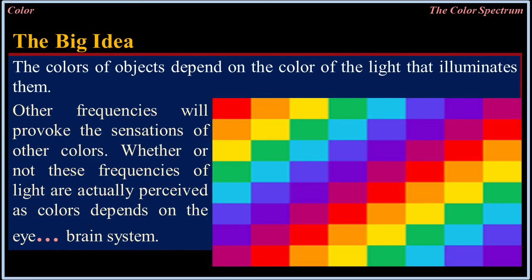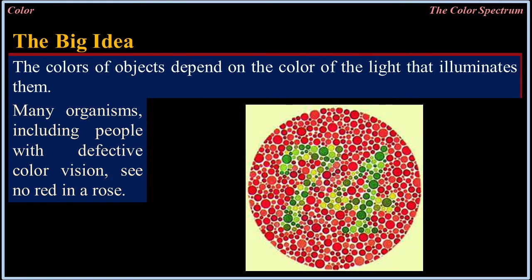Other frequencies will provoke the sensations of other colors. Whether or not these frequencies of light are actually perceived as colors depends on the eye-brain system. Many organisms, including people with defective color vision, see no red in a rose.